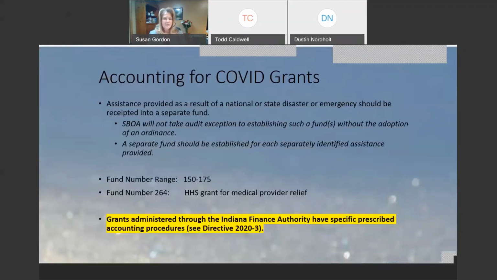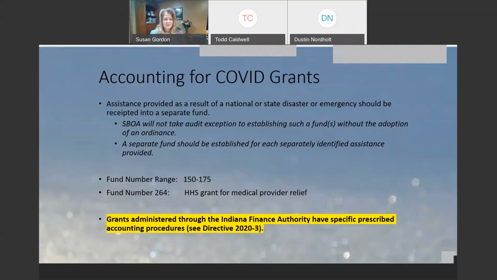Just in general, when you account for COVID grants, any assistance that you receive for a national or state emergency is going to be receipted into a separate fund. We're not going to take audit exception and establish that fund without the adoption of an ordinance. But you should establish a separate fund for each separately identified assistance provided. We do have fund number ranges for you of 150 to 175, with the exception of the HHS grant for medical provider relief, that is Fund 264.